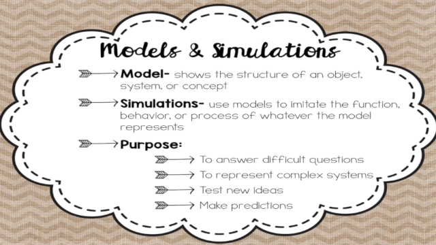All right, models and simulations. A model shows the structure of an object, system, or concept. A simulation is going to use a model to imitate a function or behavior or process of whatever the model represents. The purpose of models and simulations are to answer difficult questions, represent complex systems, test new ideas, and to make predictions. There are 3 main types of models: physical, mathematical, and conceptual.